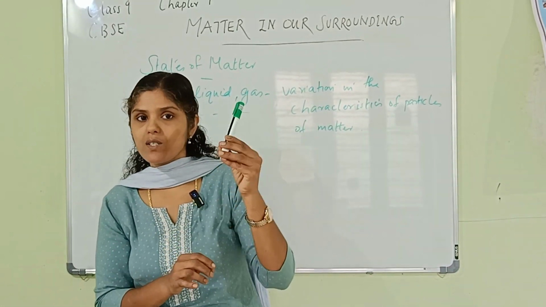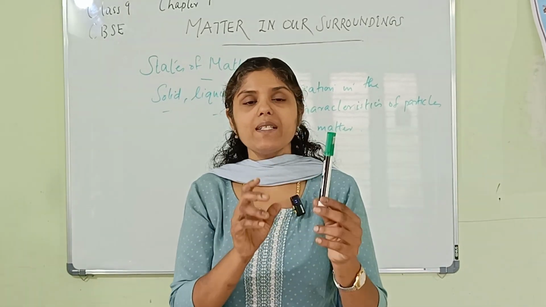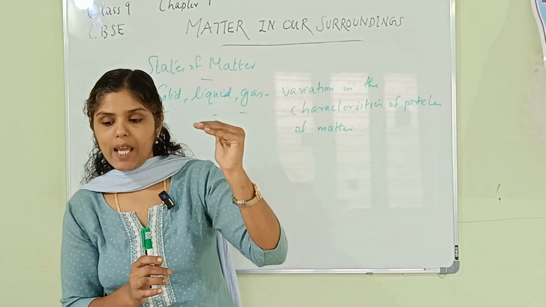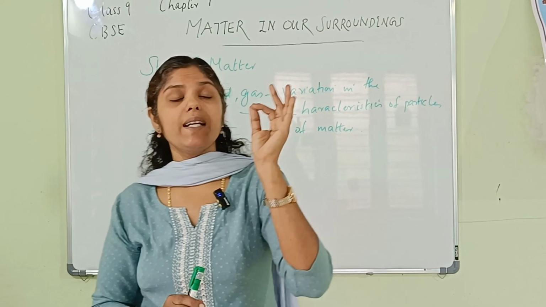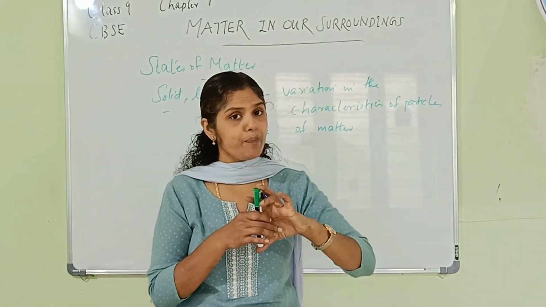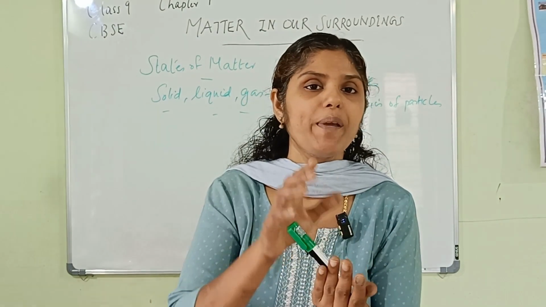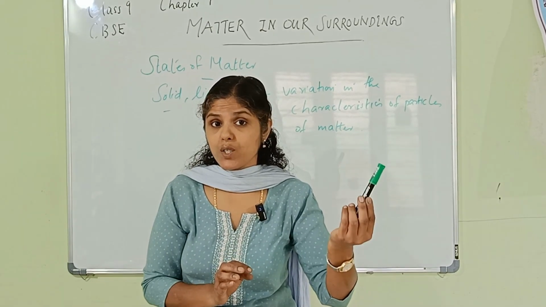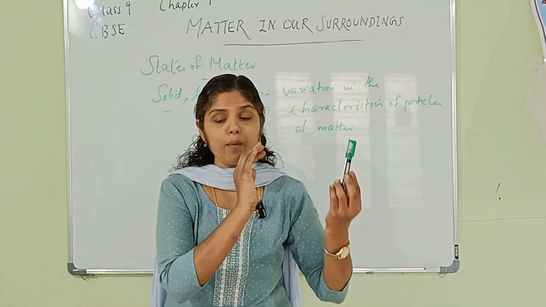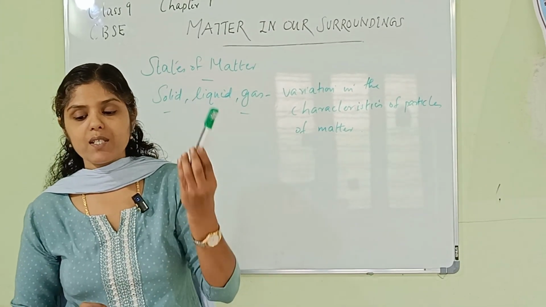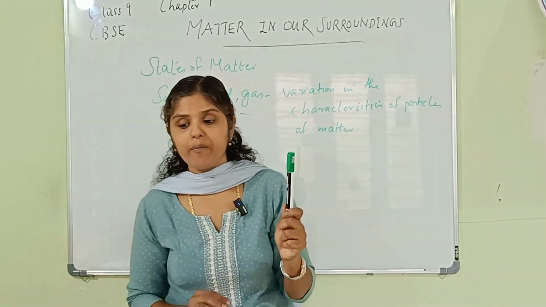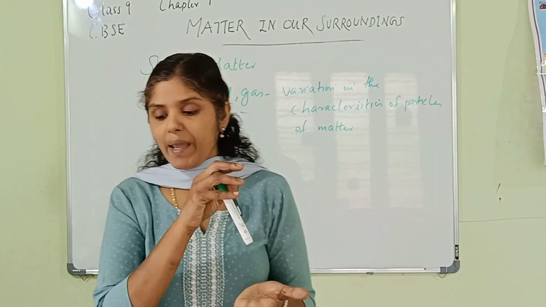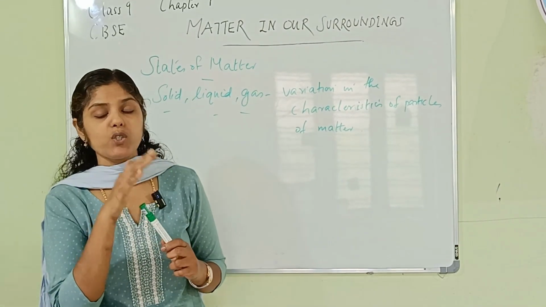So a matter which exists in solid state has a definite shape, fixed volume as well as distinct boundaries. And while considering the compressibility, it has negligible compressibility. It cannot be compressed. That is what you consider while studying the characteristics of matter in solid state. Then these solids have a tendency to maintain their shape when subject to outside force.